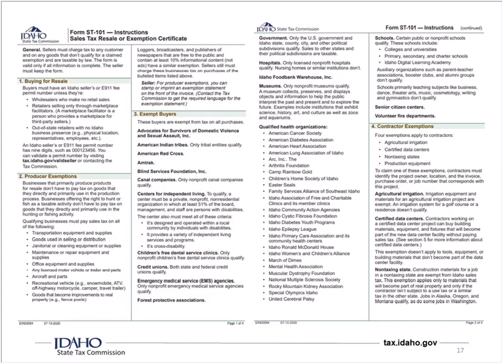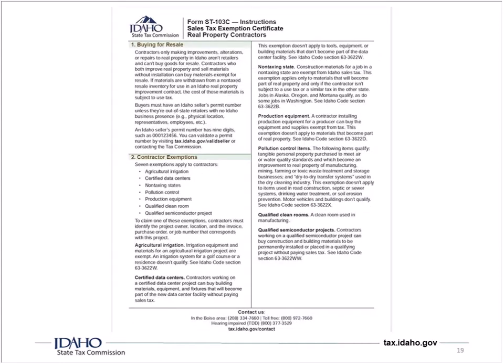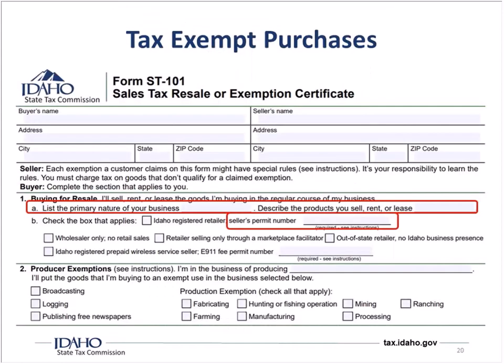There is also another version called an ST-103C, and it is for real property contractors. It's very specific to them, so you may or may not see that. And this one has just 1 page of instructions, and so the exemptions are very specific here. So just be aware that it's here. You're probably not going to see this, but you're going to see an ST-101 at some point, or you're going to use one. If you use it, you can save yourself money.